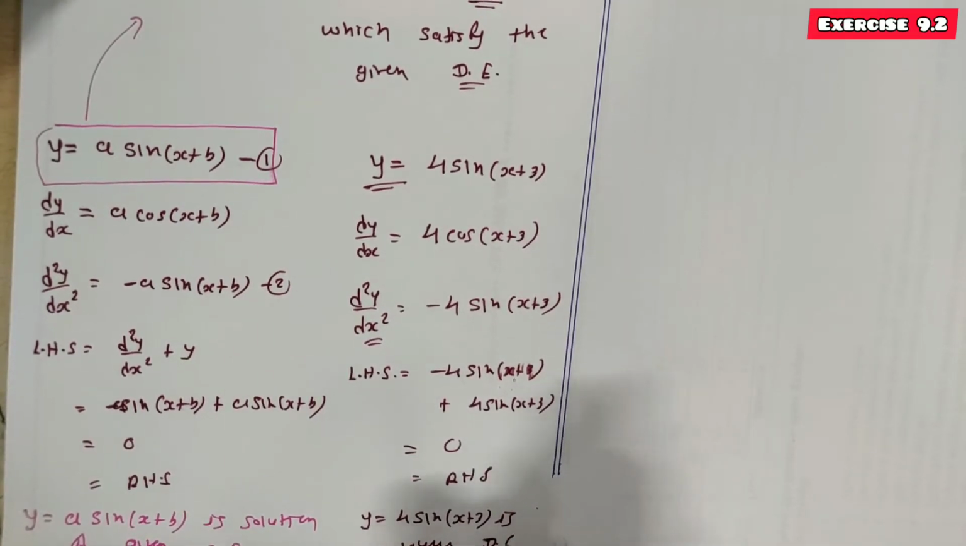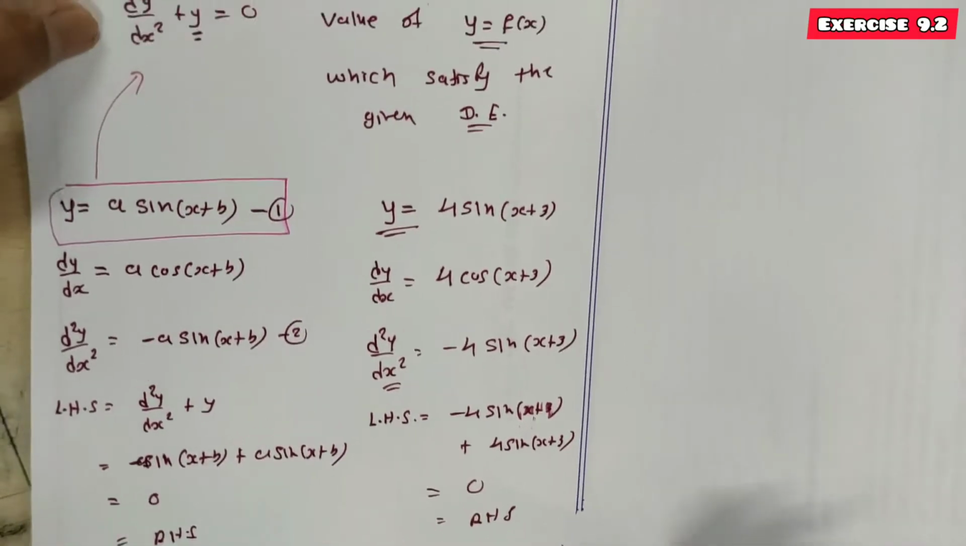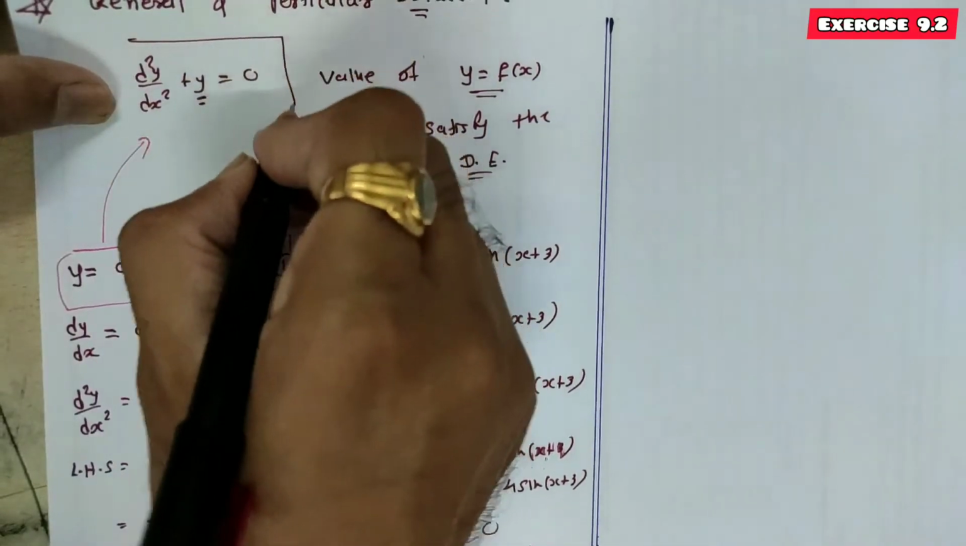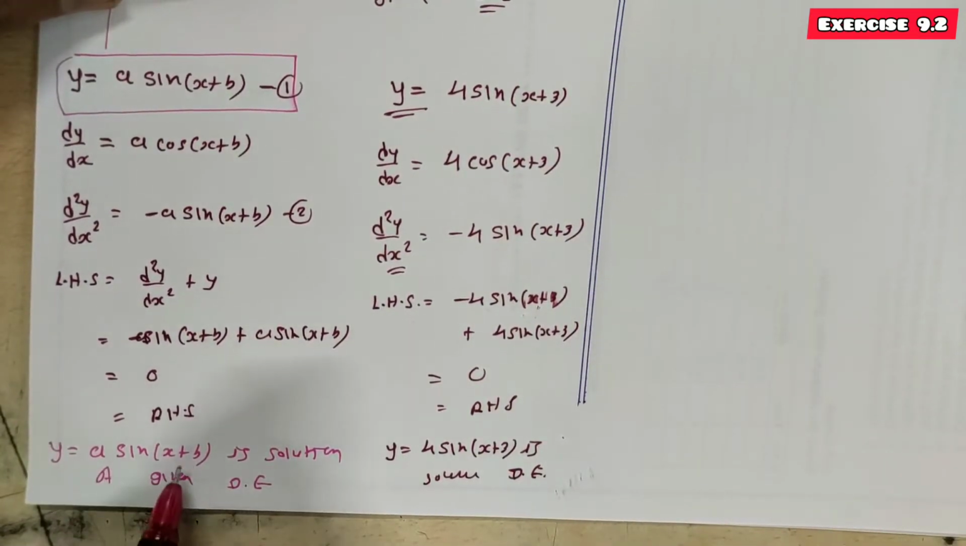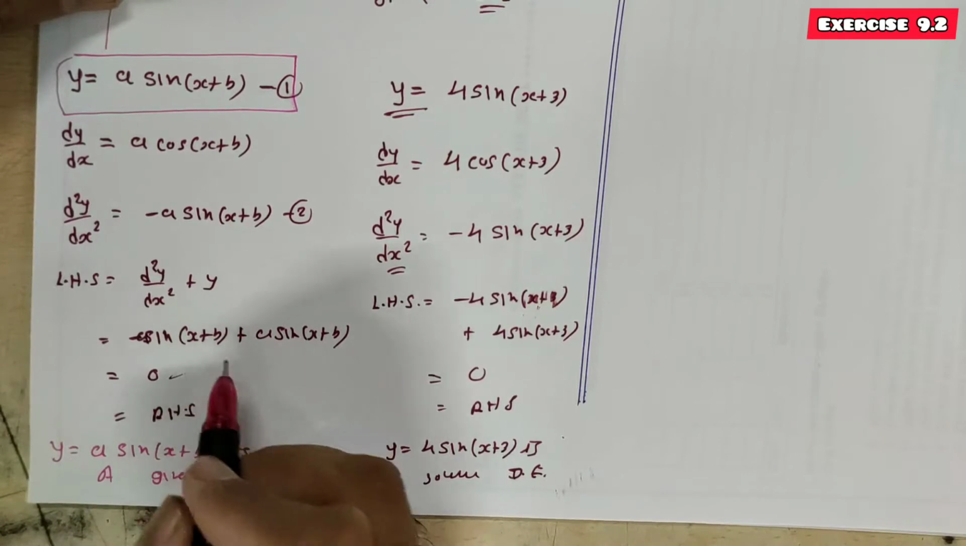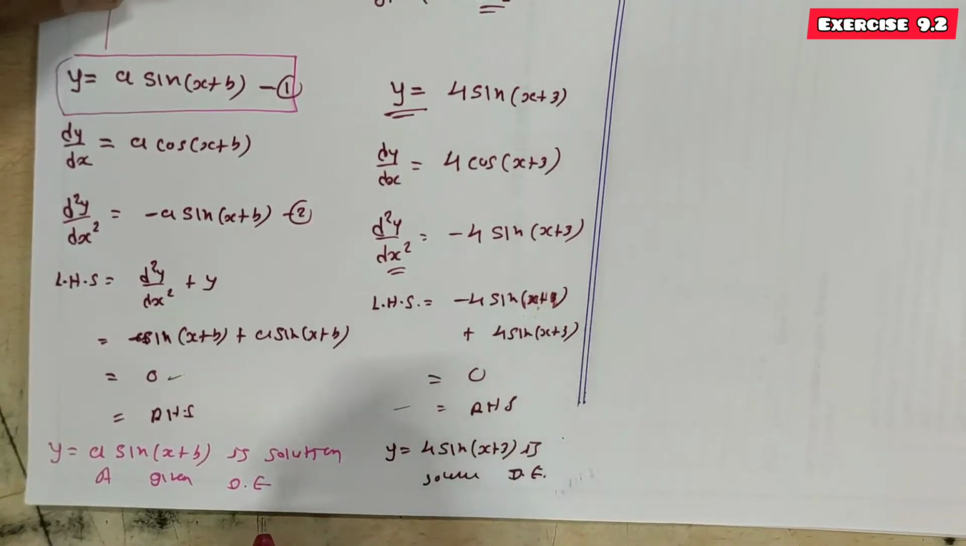So what happened here? For the given differential equation we are getting two solutions. Y equal to a sine x plus b is satisfying our equation, and y equal to 4 sine x plus 3 is also satisfying our equation. So can we say this given differential equation has two solutions?